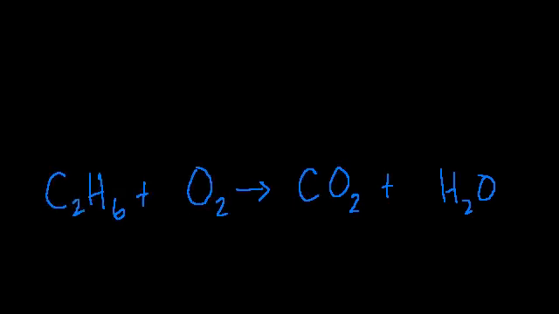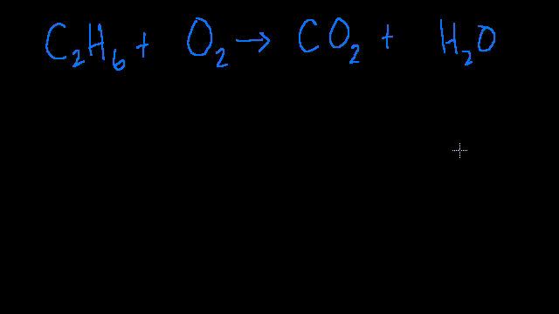Next equation to balance. This actually becomes quite fun once you get the knack of it. So I have ethane plus oxygen gas yielding carbon dioxide and water. So this is a combustion process. Let's look at the carbons first. I have 2 carbons here. I have 1 carbon there. So let me put a 2 here. So now I have 2 carbons. Fair enough. And remember, I'm going to worry about the oxygen last.